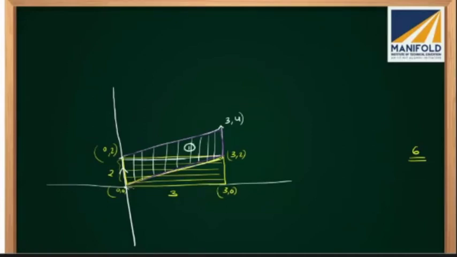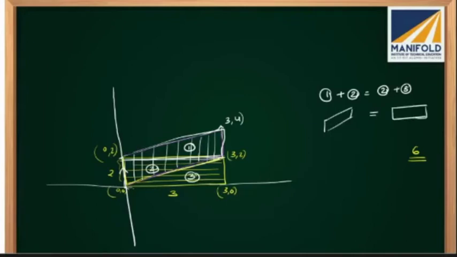This triangle and this triangle, 1 and 2, will have the same area. Correct? Because this is a parallelogram and I have drawn the diagonal, and the diagonal will split it into two equal areas. Now, 2 and 3 is another area, and 2 and 3 will also be the same. So naturally, area 1 plus 2 will be equal to area 2 plus 3, which means the parallelogram drawn like this will have the same area as the rectangle drawn like this.